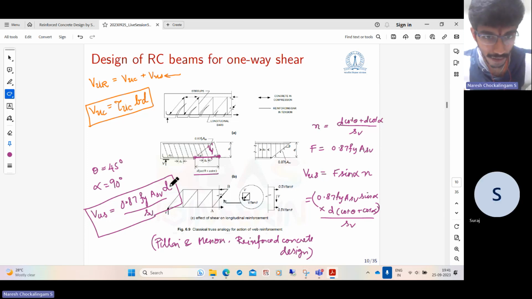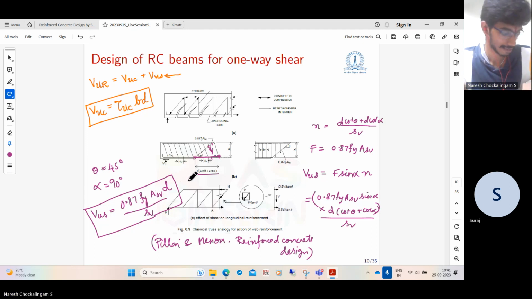Also, you have a b. So this multiplied by, no, yeah, it's fine. So 0.87. This is having the units of force. d by s. Yes.